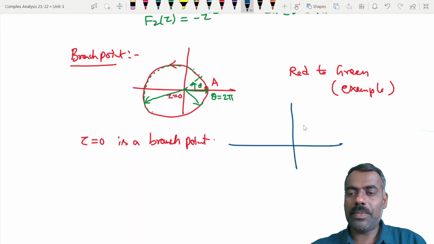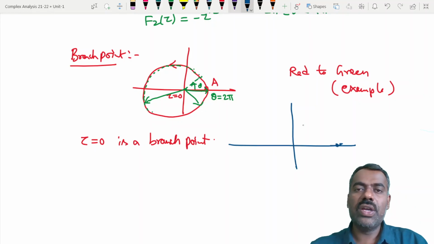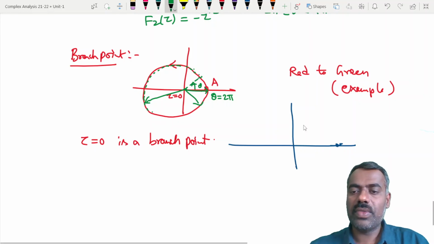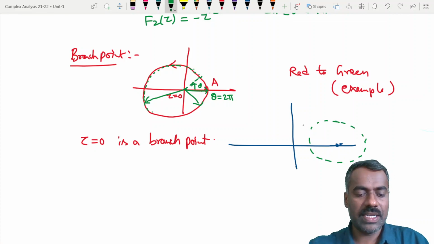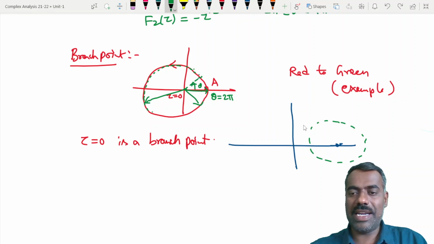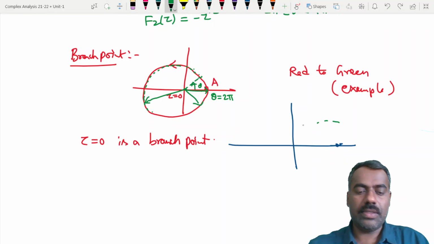Now suppose let's take another point and see whether that point is a branch point or not. Suppose take some z is equal to 2 and you take a closed curve around that which doesn't include 0. Suppose this is one. Just to understand better, we'll write that curve in the first quadrant and see whether that point is a branch point or not.